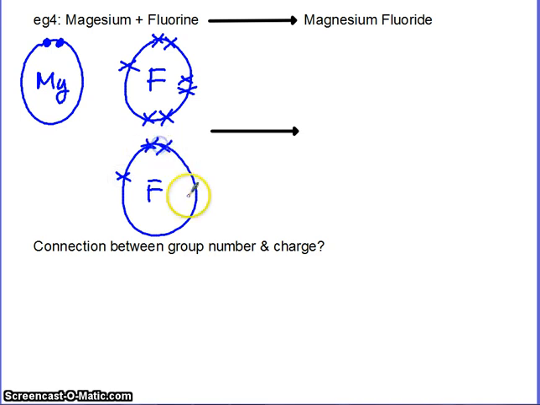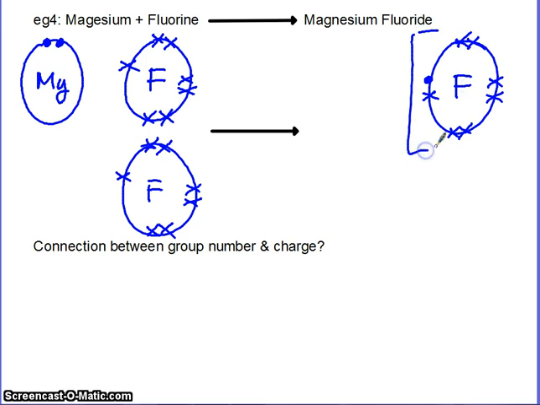So 1 electron from the magnesium will go to this fluorine, 1 electron from the magnesium will go to the other fluorine. So let's have F dot cross negative. Okay, that's a fluoride ion. And we've got 2 of them, so we can probably write 2 times F minus.